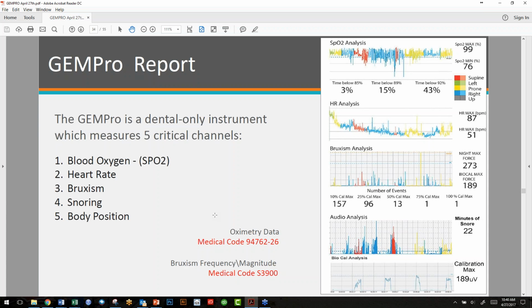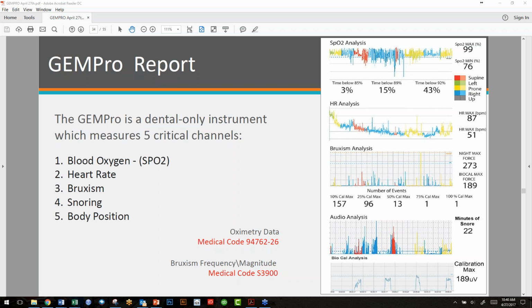And on the cal voltage, you can see we have the BioCal max force. That's from the calibration that we did before the test, where we had you bite down 4 times. And there's the value. And then while this patient was sleeping, their max value was actually higher, 273, than their waking maximum force. So that's not that unusual, though.